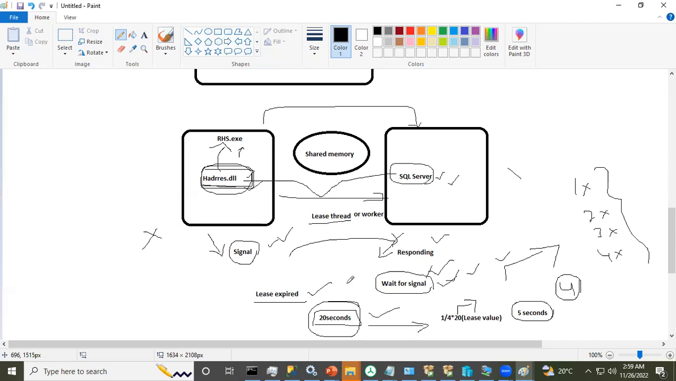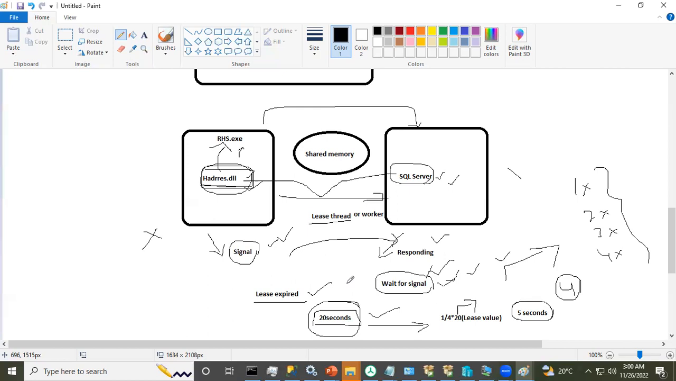So the interview question is, what is lease timeout? Lease timeout is a mechanism, a heartbeat between your resource DLL and the SQL Server, and it validates the health of the response between the resources for 20 seconds. If any of the resources is not responding within the 20-second default value, then the lease is considered as expired.